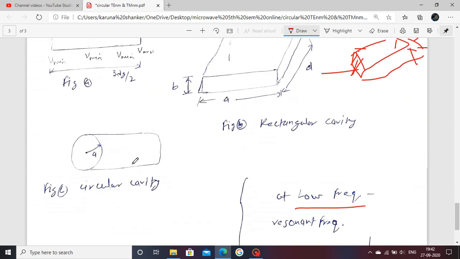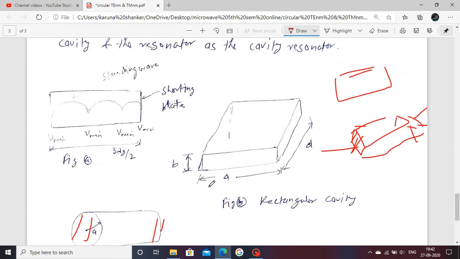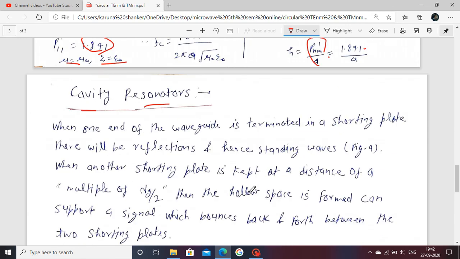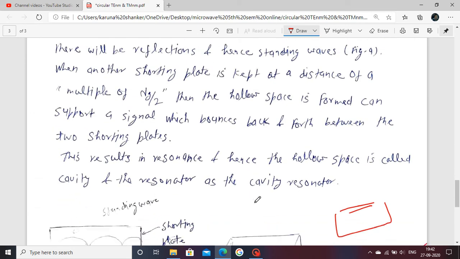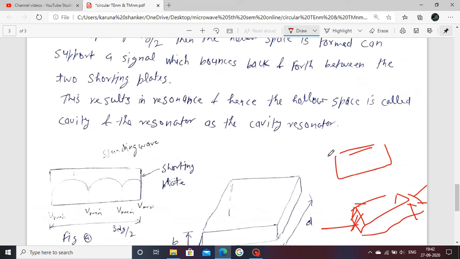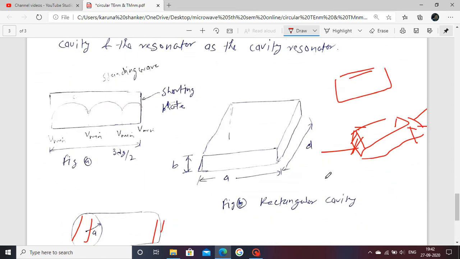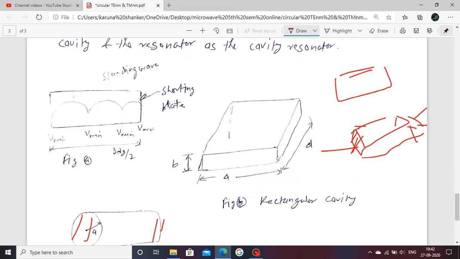Similarly, take the open ended circular waveguide and close it on both sides. This is a circular cavity. Now this cavity is formed, and it resonates at a particular frequency. How is this observed? A standing wave pattern is formed inside your cavity.